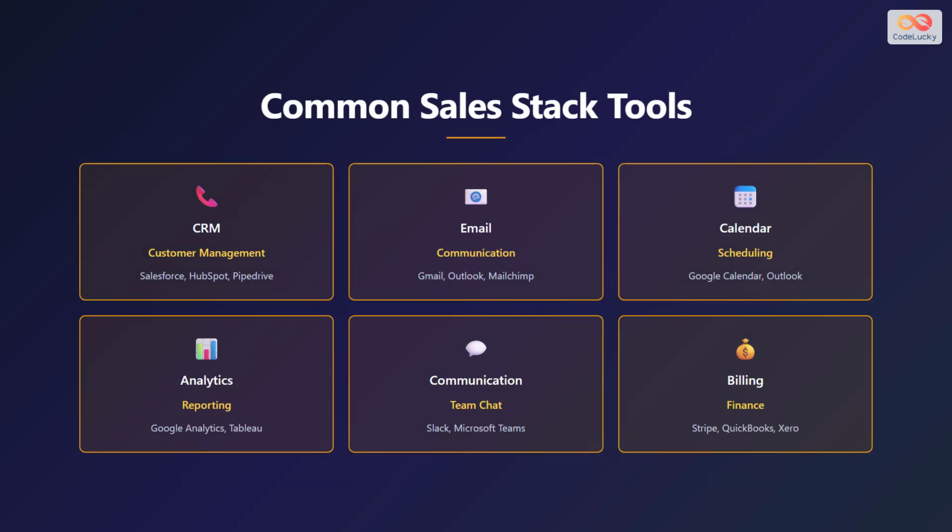Most sales teams use a combination of different tools: customer relationship management systems, or CRMs, like Salesforce, HubSpot, and Pipedrive manage customer relationships. Email platforms like Gmail, Outlook, and Mailchimp handle communication. Calendar tools like Google Calendar and Outlook manage scheduling. Analytics tools like Google Analytics and Tableau provide reporting and insights. Team communication happens through Slack and Microsoft Teams. And billing systems like Stripe, QuickBooks, and Xero handle your finances. Integrating these tools creates a powerful unified sales ecosystem.